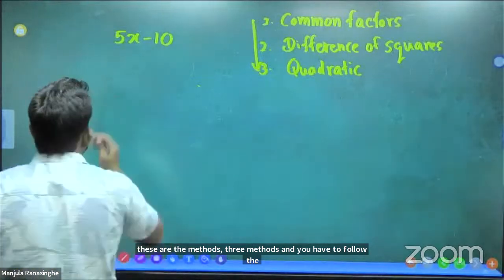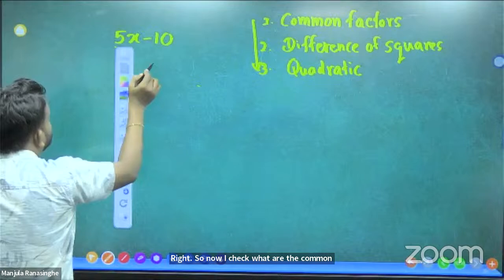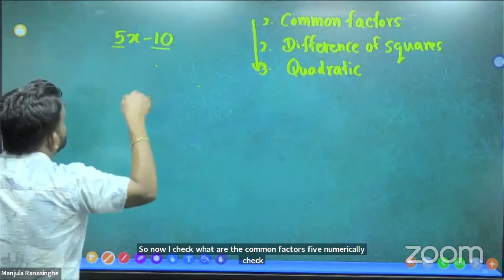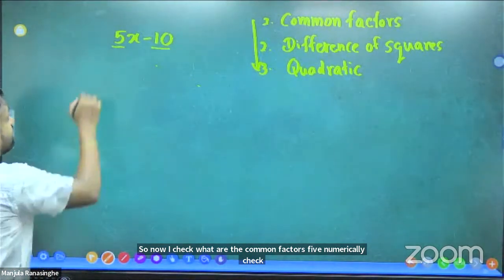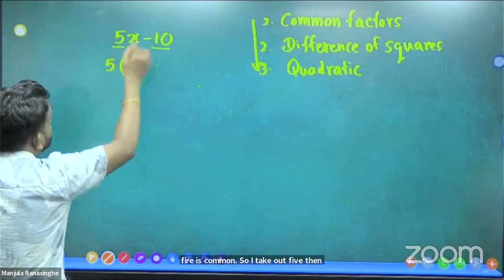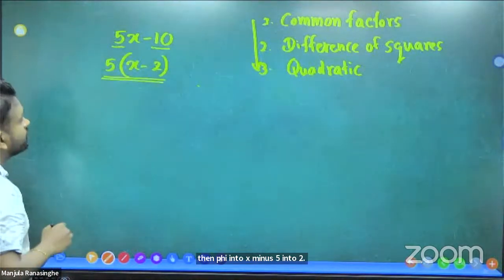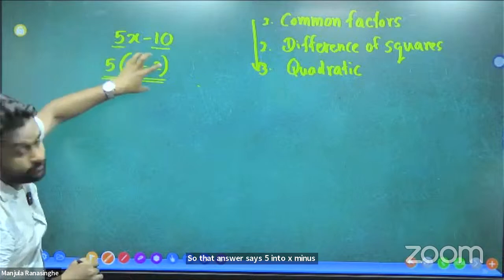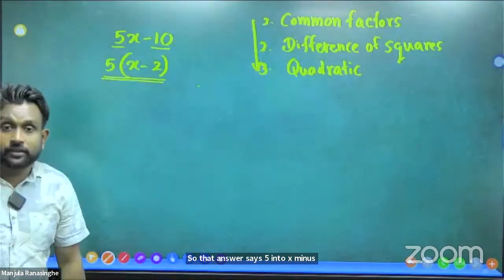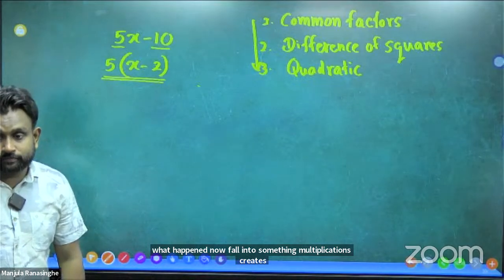Right. So now I check what are the common factors. Numerically check 5 and 10. For that, 5 is common. So I take out 5, then keep a bracket, then 5 into x minus 5 into 2. So that answer is 5 into x minus 2. So what happened now? 5 into something, a multiplication, is created. That is the factorizing concept.